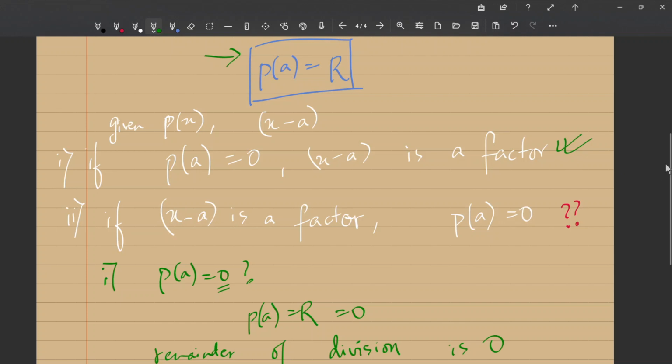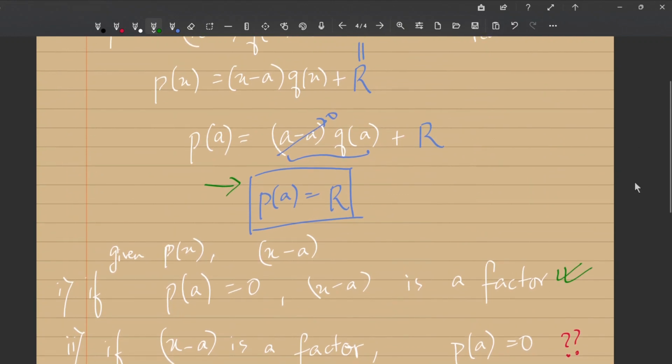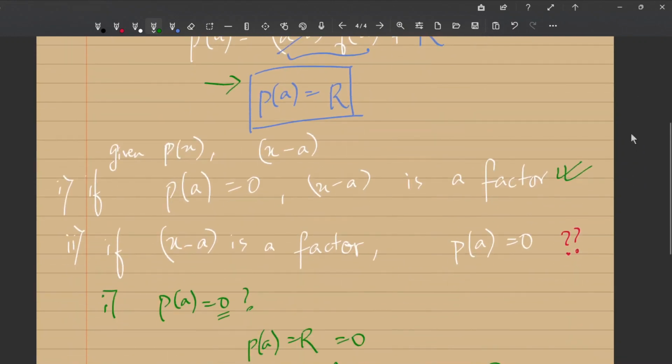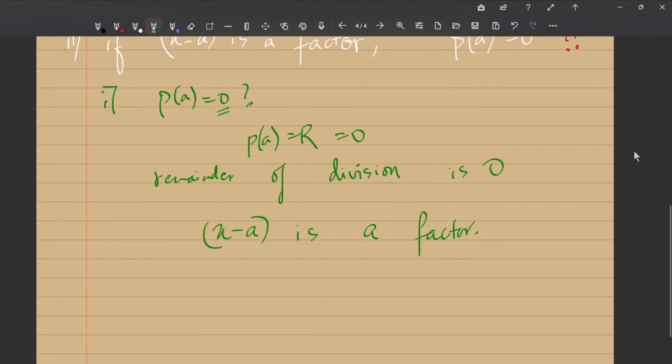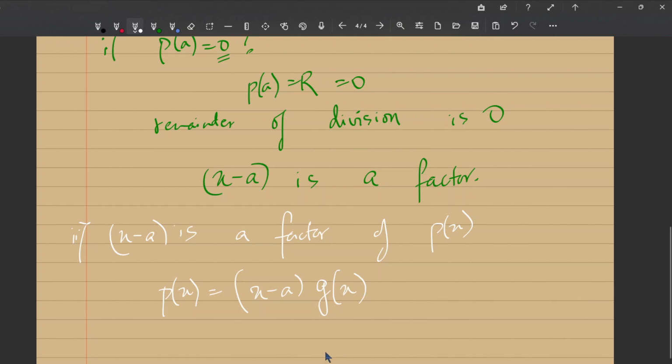So quickly, if we go to the second one, what does it say? If x minus a is a factor, p of a has to be 0. So does it hold true? What if x minus a is a factor of p of x? Then p of x can be written as x minus a times any polynomial, I'll call it g of x maybe, and there will be no remainder because x minus a is actually a factor.